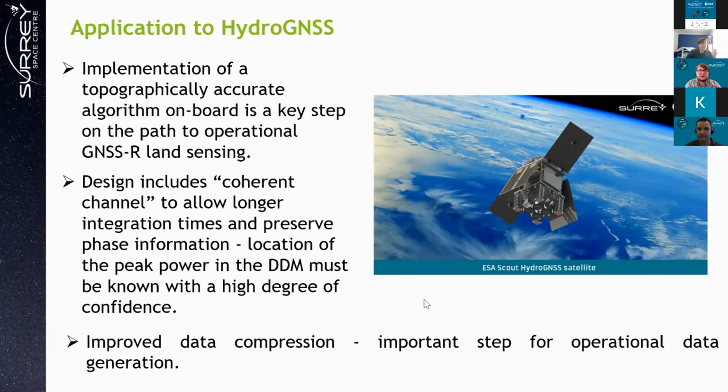So for that, probably the next version of the TARP algorithm, TARP 2, which is already in development, will be important. And also the improved data compression that I mentioned with the windowing will be important for operational data generation in an operational mission such as this, so we can get the data out to users faster.